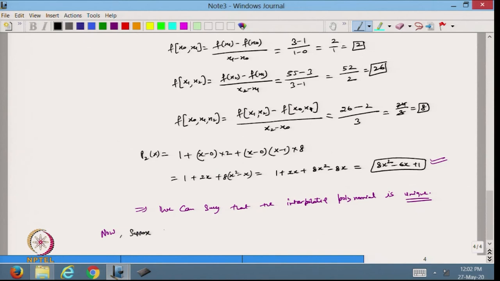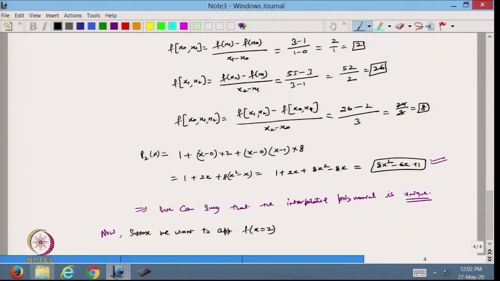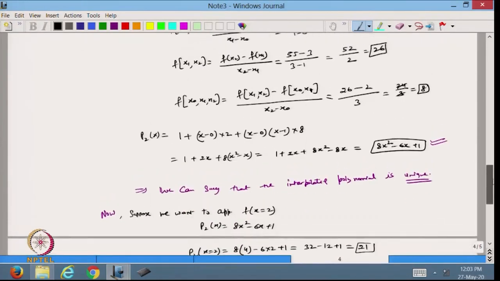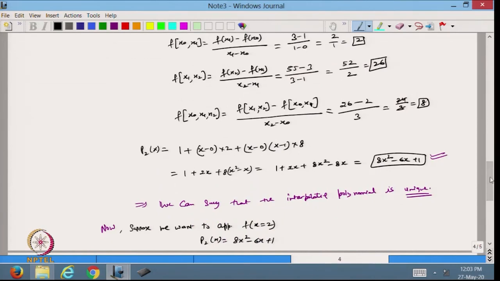Now suppose we want to approximate the value of the function at x equal to 2. So let us take x equal to 2. In this case, there is no need to rewrite it again. I know that my p2(x) is 8x square minus 6x plus 1. So I will just put x equal to 2 here. So it will be 8 into 4 minus 6 into 2 plus 1. So it is 32 minus 12 plus 1. So it is 21. So that is the answer. So the corresponding value at 2 will be 21. So this will be here somewhere. In this case, I can say that this function is an increasing function.